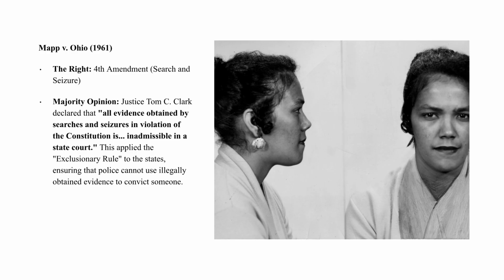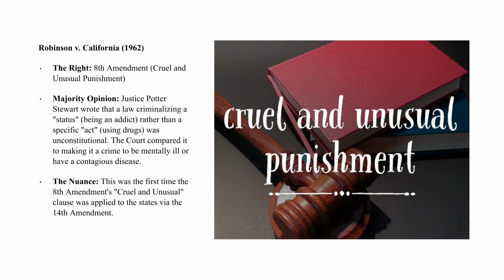Mapp v. Ohio, 1961, incorporated the Fourth Amendment regarding search and seizure to the states. The ruling applied the exclusionary rule, meaning evidence obtained illegally is inadmissible in state court. Robinson v. California, 1962, was the first time the Eighth Amendment's prohibition of cruel and unusual punishment was applied to the states. The court ruled that criminalizing the mere status of being an addict, rather than an act, was unconstitutional.